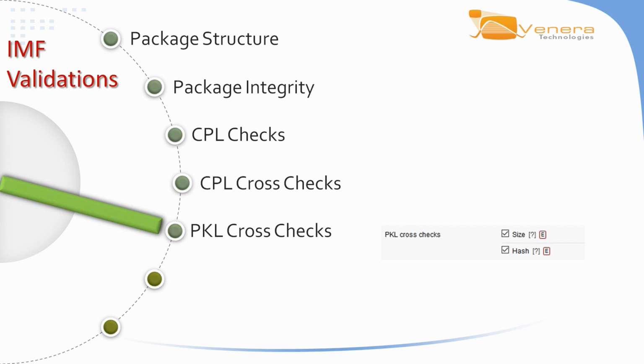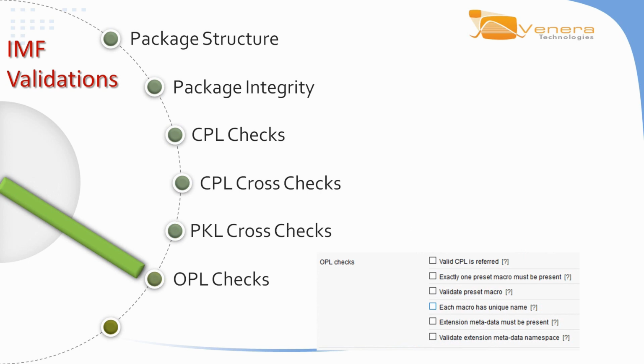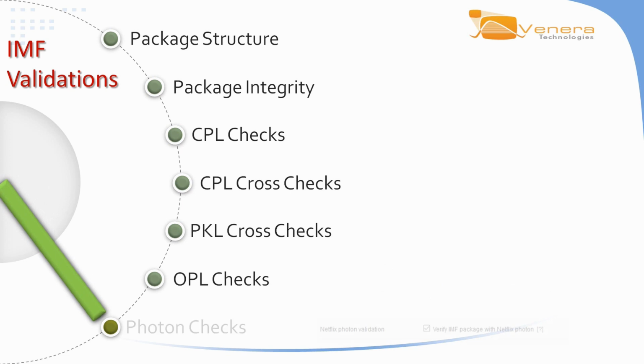Same with the PKL cross-check: the hash values and the size of the assets in the package should match what's in the PKL. OPL checks: verifying that all the components within the OPL that are expected are there. So all these checks can be automated, as well as integration of things like Photon from Netflix, which can be done within the Pulsar or Quasar package.